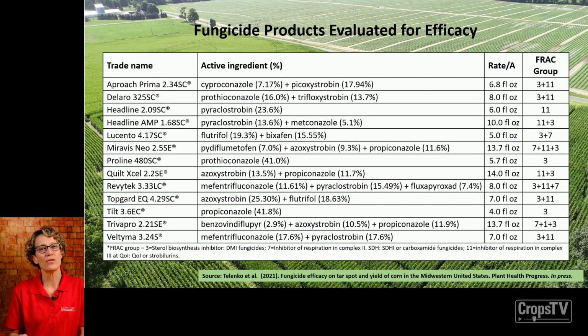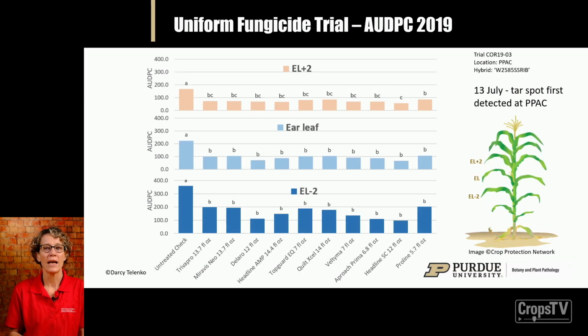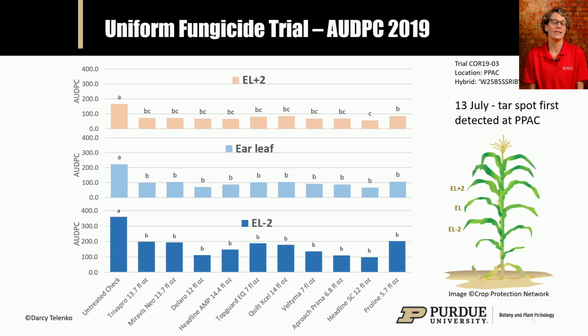But I'm going to show you some of the data from Darcy. So this is Darcy's fungicide trial in 2019, and what you can see on the left, the vertical axis, is the AUDPC, which is the area under disease progress curve, which is basically similar to cumulative aphid days. It's worked out exactly the same. So in 2019, at this trial, tar spot was first detected on the 13th of July.